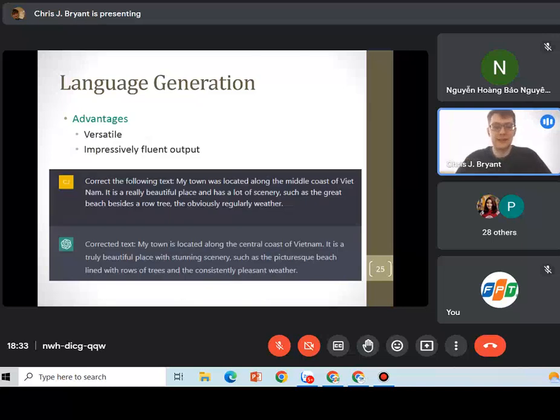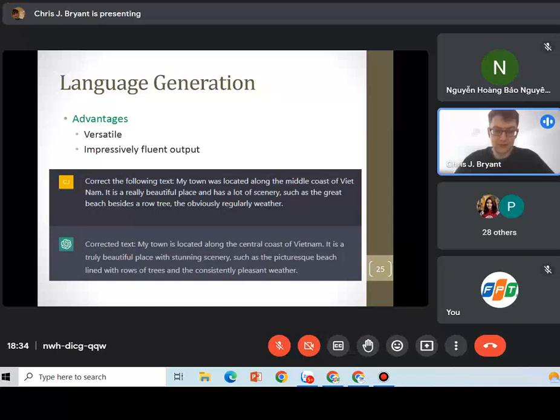In terms of advantages, the generation approach is versatile. In this example with ChatGPT, the input was "my town was located along the middle coast of Vietnam. It is a really beautiful place and has a lot of scenery, and so on," and it corrected it into very impressively fluent output: "My town is located along the central coast of Vietnam. It is a truly beautiful place with stunning scenery." In the past, most error correction systems worked on the principle of making minimal changes.